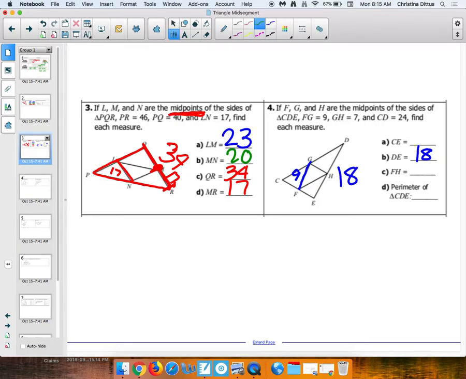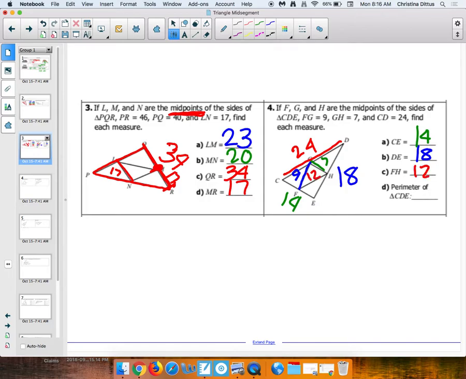If GH here is 7, what side do I know the length of? CE. CE, and how big is CE? 14. 14, good. And if I know CD, long side is 24, what can that help me find? FH. FH, how big is FH? 12. 12.